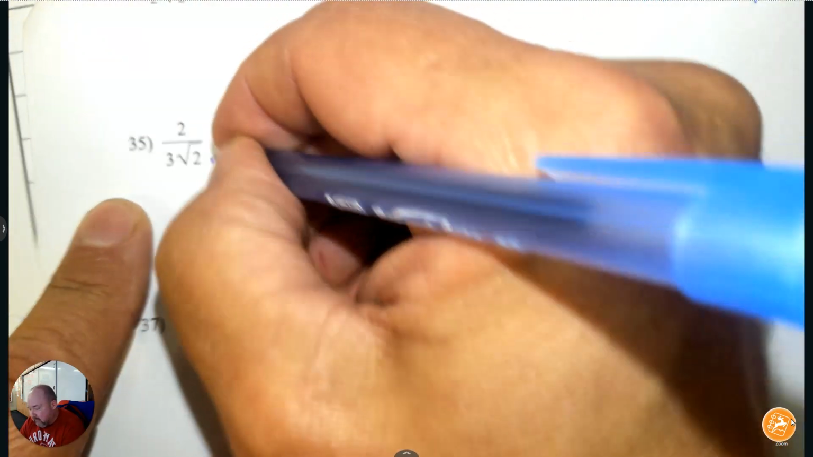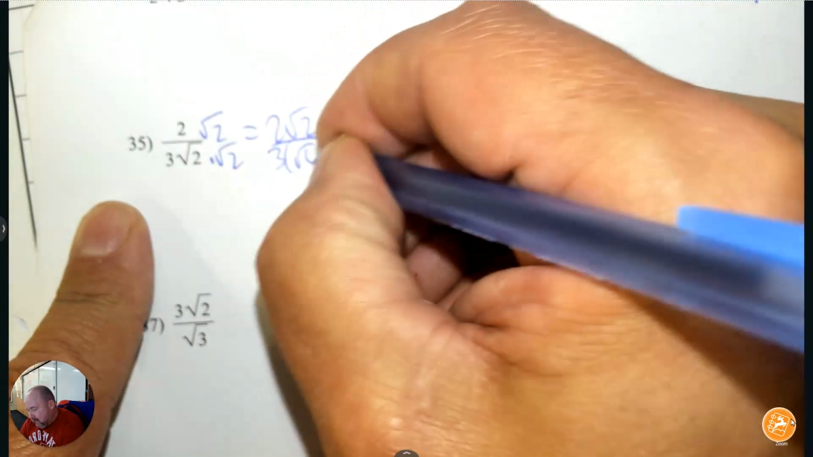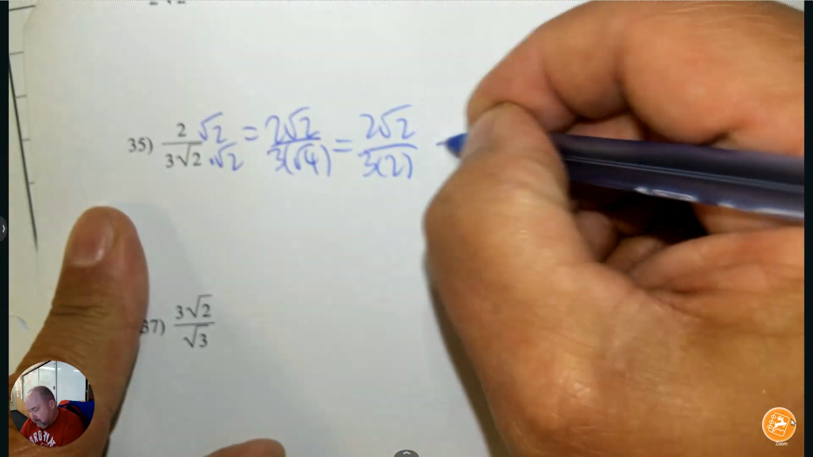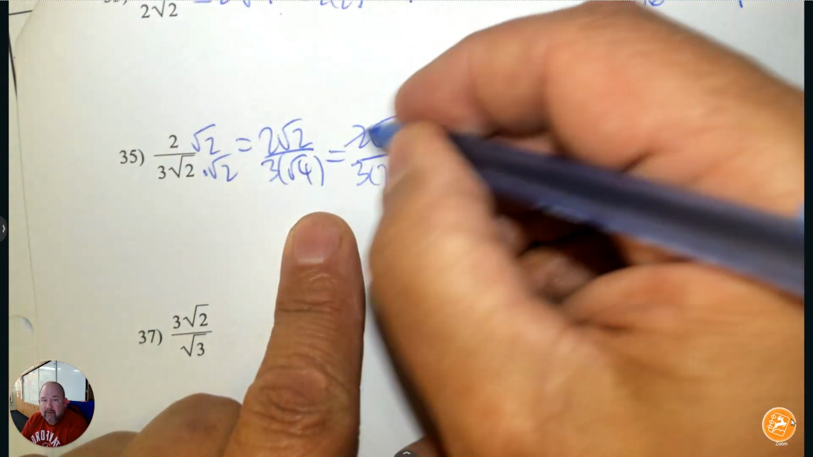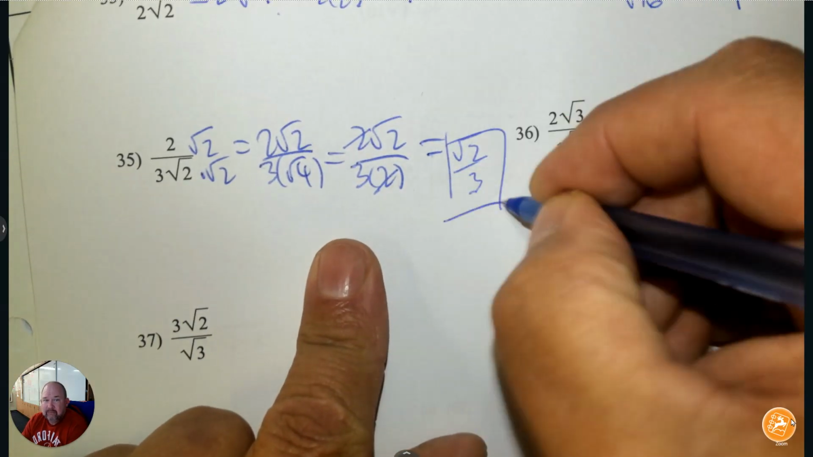Here, nothing simplifies, so this is requiring us to rationalize the denominator. So that's 2 root 2 and 3 root 4. So the square root of 4 is 2. Before I multiply, I recognize the 2's cross out, so that leaves me with root 2 over 3, and that's it.